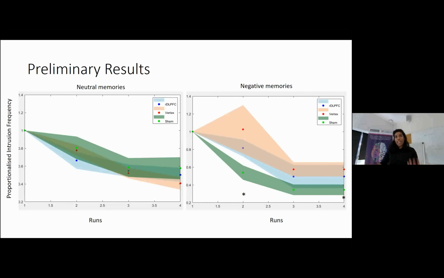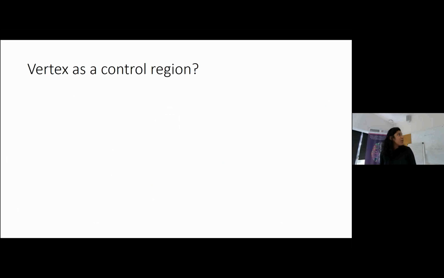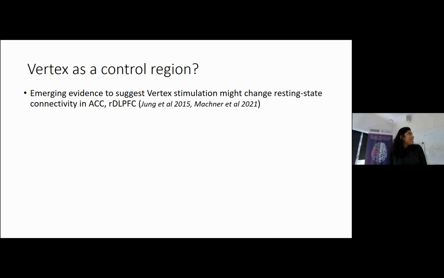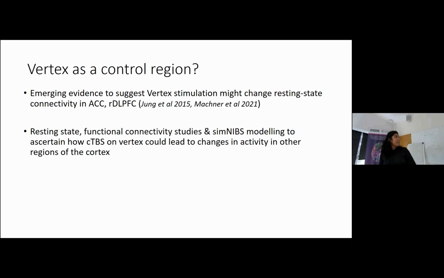So this has led us to think about whether the vertex stimulation did not just do nothing, but also created changes in the functional connectivity of regions that we're interested in, which could have led to these results. There is emerging evidence from other studies which suggests that vertex stimulation might change resting state connectivity between ACC and DLPFC. This is something that we need to look into in more detail. For example, resting state functional connectivity studies and also SimNIBS modeling can ascertain how cTBS on vertex could lead to changes in activity in other regions of the cortex.